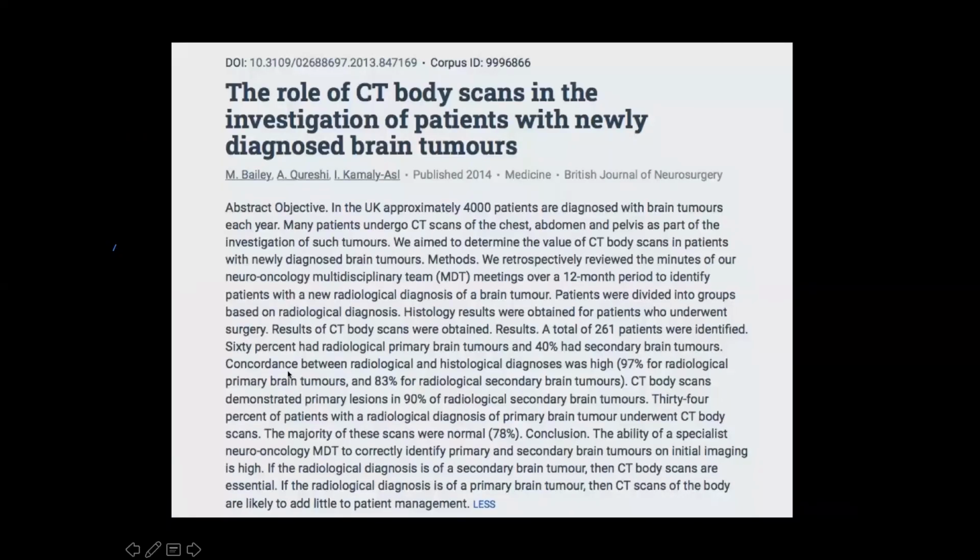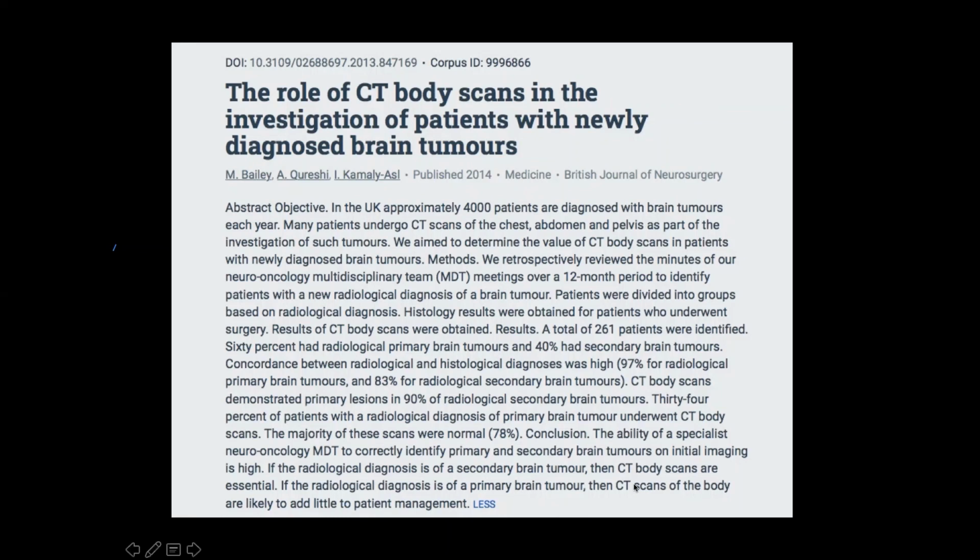I just want to highlight this particular paper that was published by Matt Bailey and Professor Kamali. This was done in 2009, 2010, based on the data from our Manchester Neuro-Oncology MDT. We're trying to make a point that if you make a radiological diagnosis of a primary high-grade glioma, these patients do not need CT chest and abdomen.